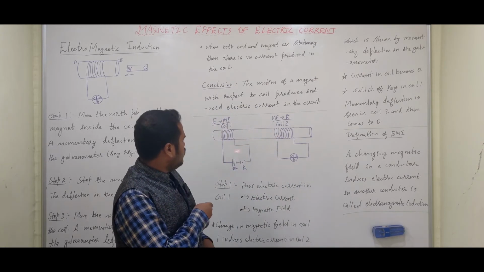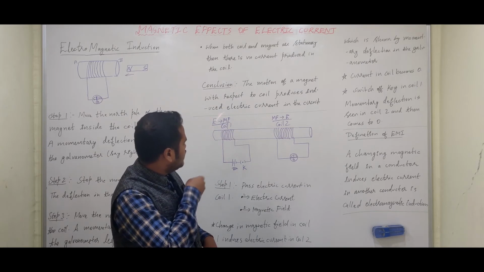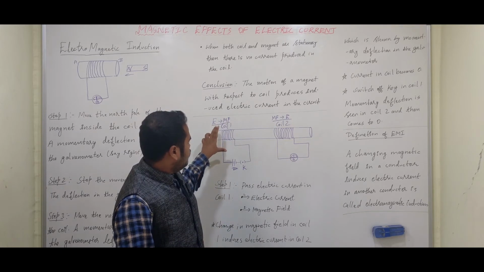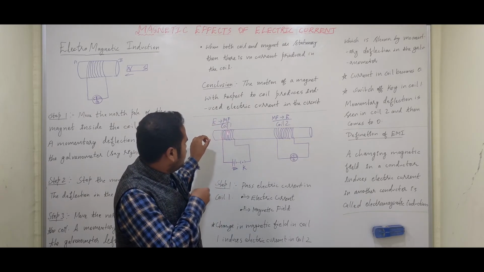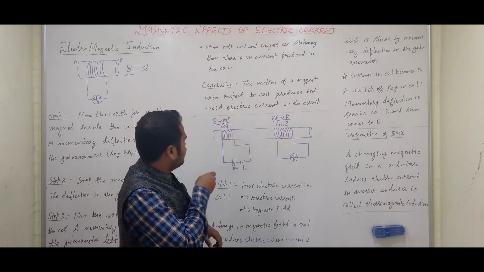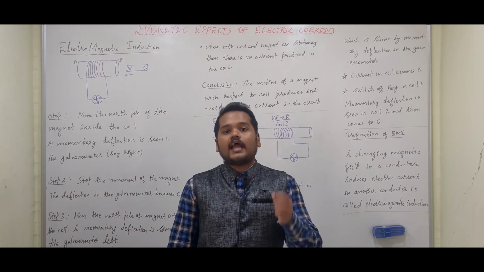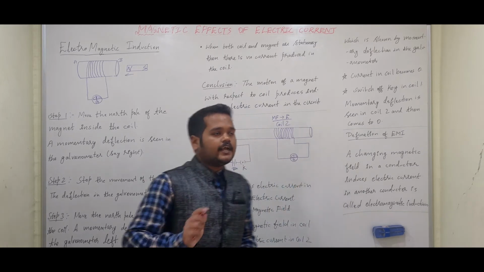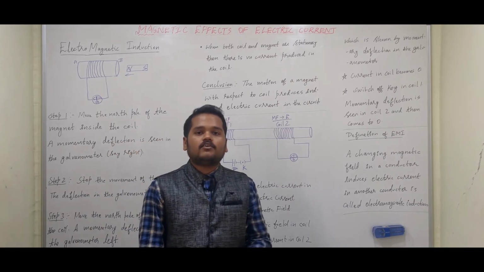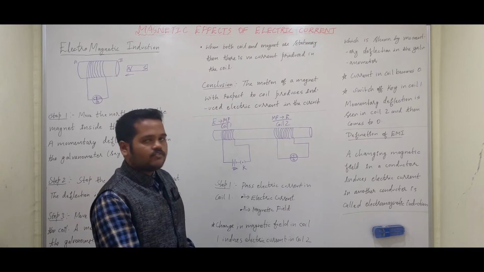Now there is an electric current and there is a magnetic field which is produced around it. When you pass electric current, what is being produced? There is a magnetic field which is being produced around the coil. So when you switch on the key, coil 1 not only has current but it has also got a magnetic field. So coil 1 has both electric current and magnetic field.